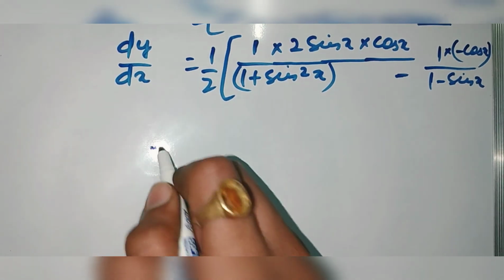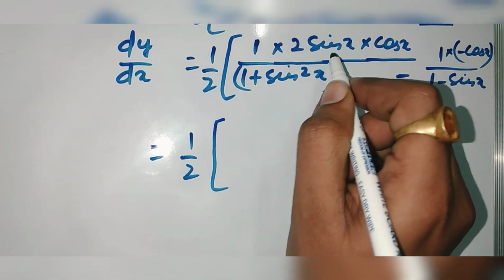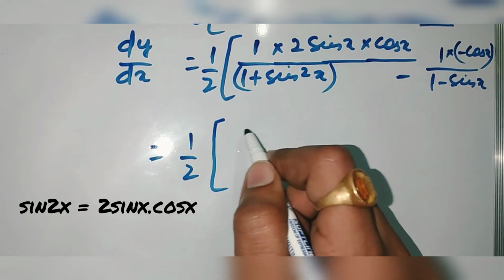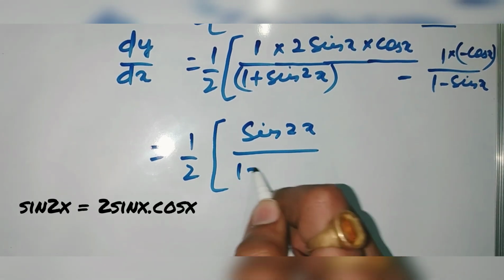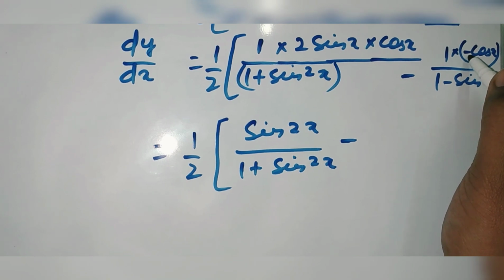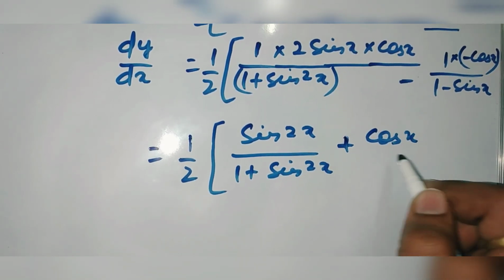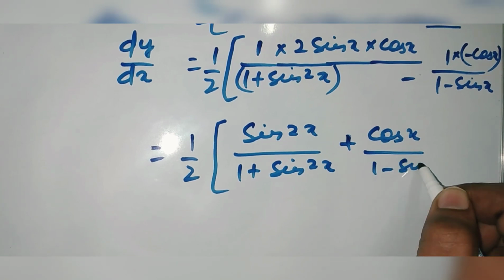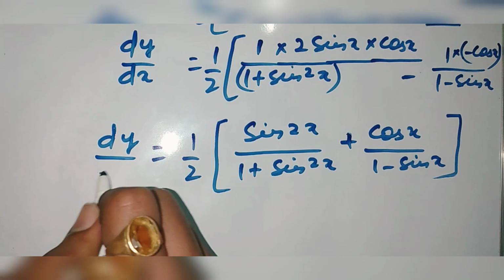Now we can write it as 1 by 2. Using the formula of 2 sin x cos x, we can write sin 2x divided by (1 plus sin x) squared, and minus and minus, this minus will be written as plus cos x divided by (1 minus sin x). So this is the differentiation of the function y.